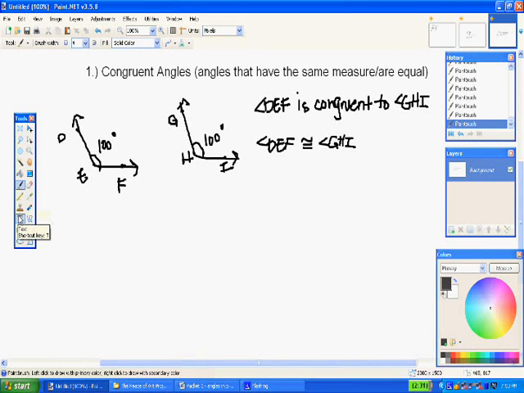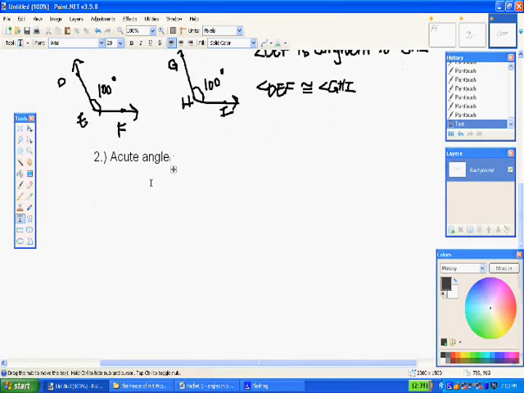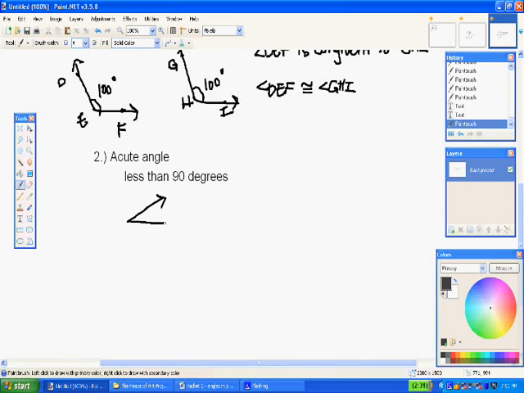Okay, the next couple we've kind of been over already in class, but I'm just going to review them and I want you to write them down. The second type of angle is an acute angle. An acute angle is an angle that is less than 90 degrees. I'm going to draw an example. That angle is less than 90 degrees.